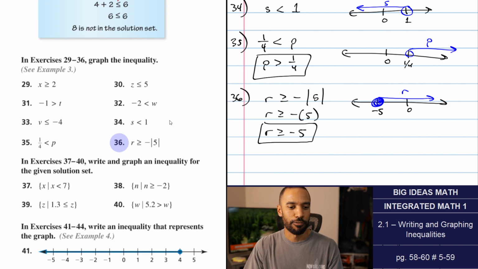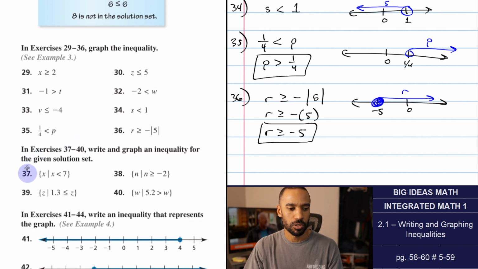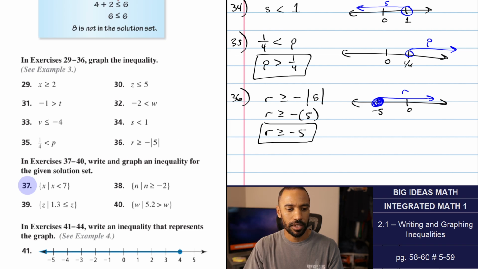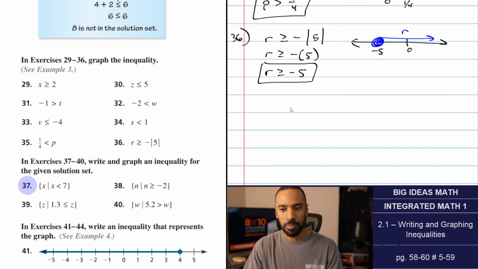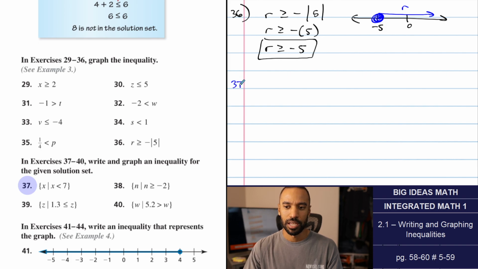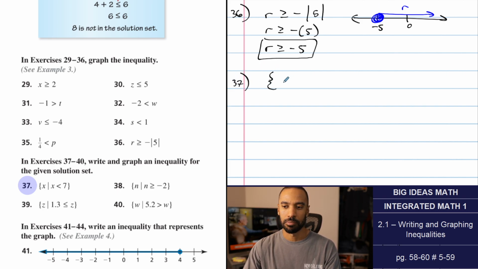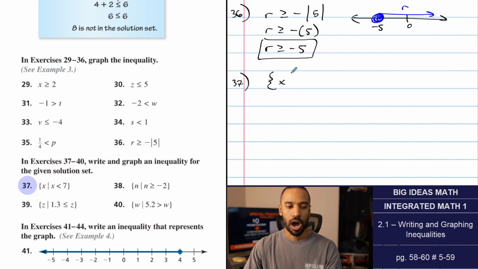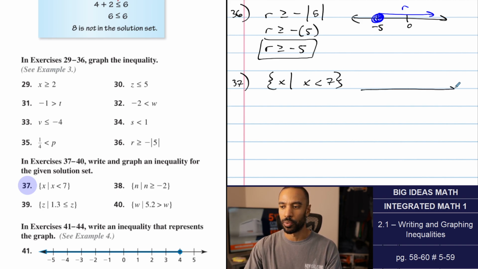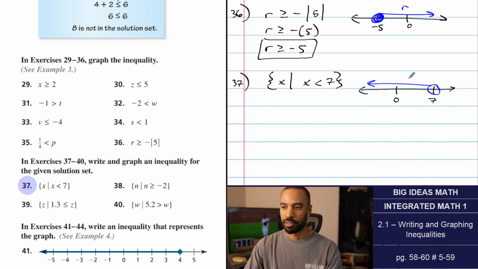In exercises 37 to 40, write and graph an inequality for the given solution set. We're going to graph all values of x for which x is less than 7. I don't think there's a difference between what we're doing here and there. It might be that I overstuffed numbers 29 to 36 where we were supposed to test 2 points, and now when we do the graphs, we're supposed to do the less than's left, greater than's right. That's totally okay. I'm graphing all values of x for which x is less than 7. Once again, there's really no difference. Here's 7. Here's 0. I'm graphing to the left of it.